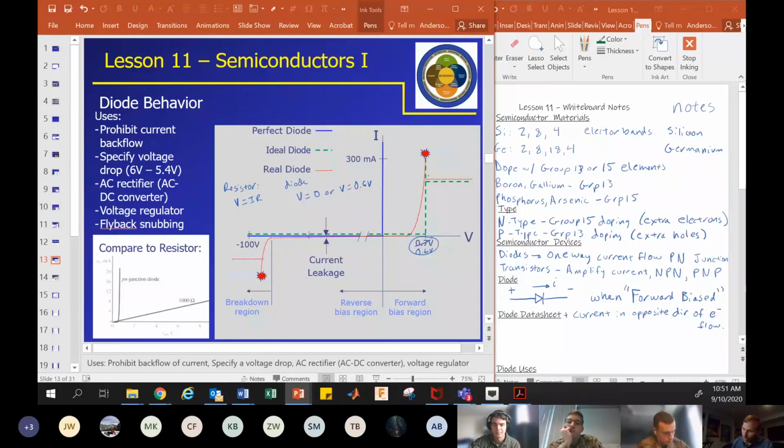Now, in reality, you don't want to just let infinite current flow through your diode. So what do you need to put in line with your diode, do you think? A resistor. Yeah, a current limiting resistor.